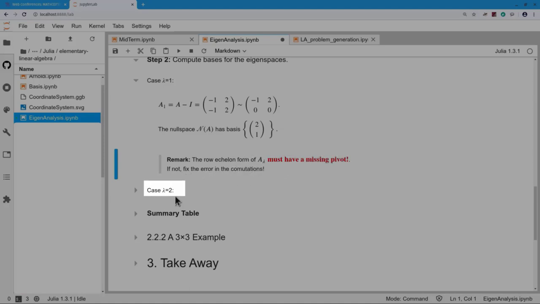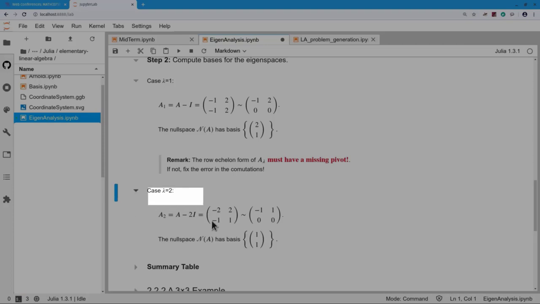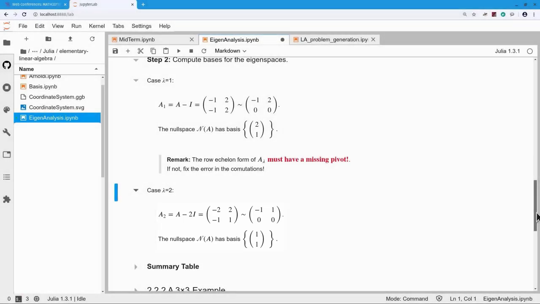Case lambda equals 2. For lambda equals 2, we now have to look at A minus 2I. And again, setting up the matrix and running Gaussian elimination, this is the row echelon form that we obtain. Actually, it is not reduced because I didn't scale out the minus 1. Finding the null space, there's an obvious null space vector 1, 1 that comes out of this.